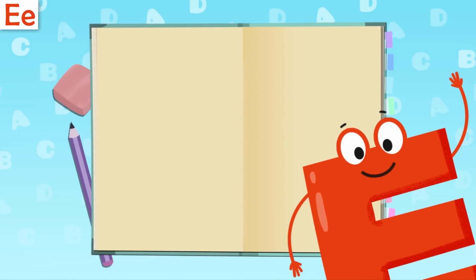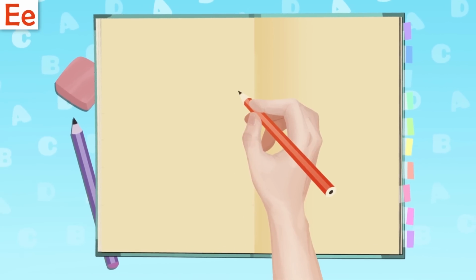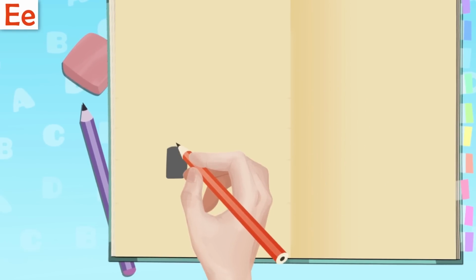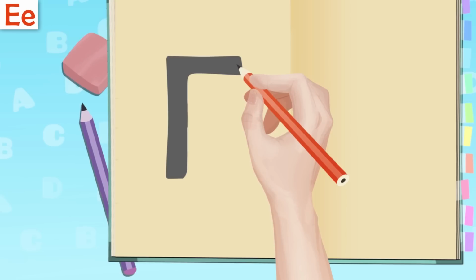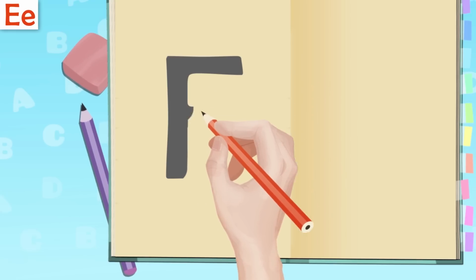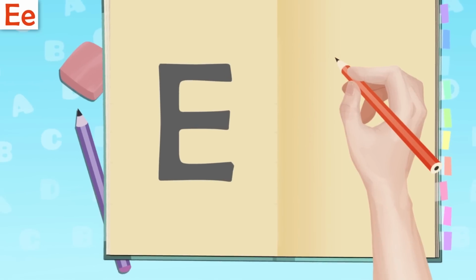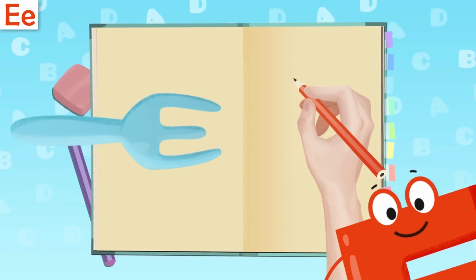You can also write with me whenever you like. I'll show you. Let's start with the capital letters. It's just four little lines. One longer vertical line. Another horizontal line up here. One in the center, and the last one down here. Well done! Oh, whoa! It looks like a fork!